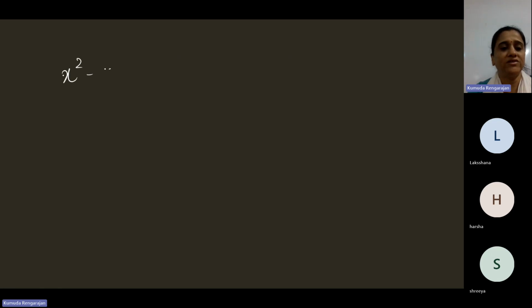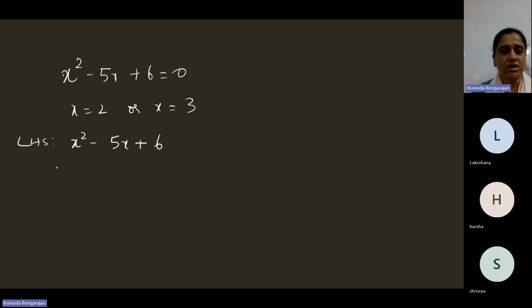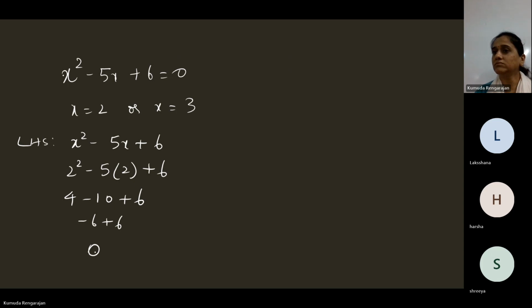So for x square minus 5x plus 6 is equal to 0, we got x is equal to 2 or x is equal to 3, right? Now take the LHS, x square minus 5x plus 6. Take x as 2. So 2 square minus 5 into 2 plus 6. 4 minus 10 plus 6. 4 minus 10 is minus 6, plus 6 is 0. RHS is 0. LHS is equal to RHS. So 2 satisfies the equation.